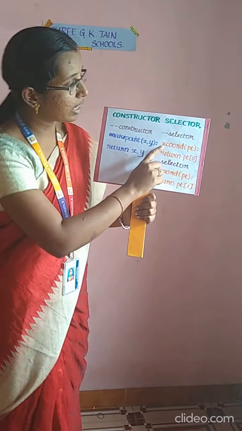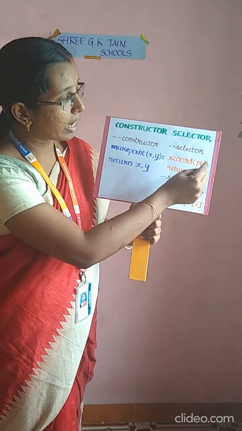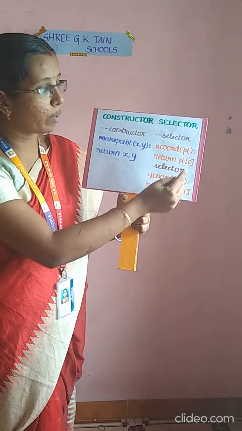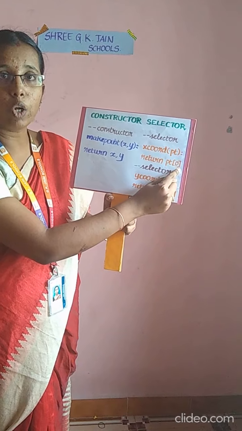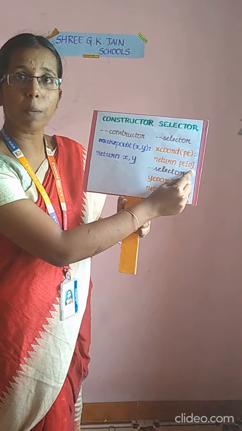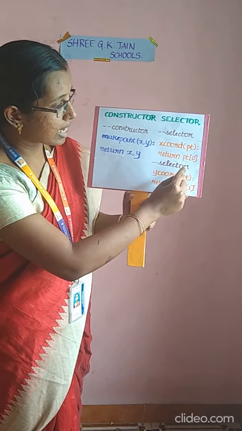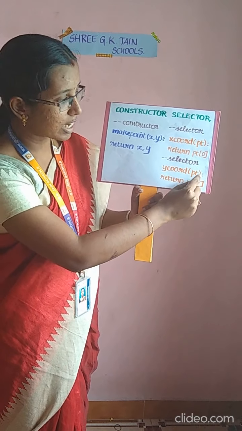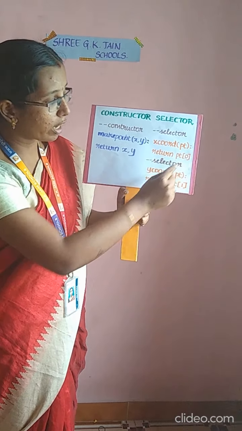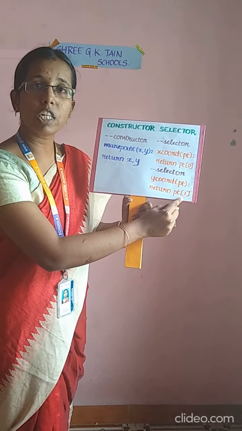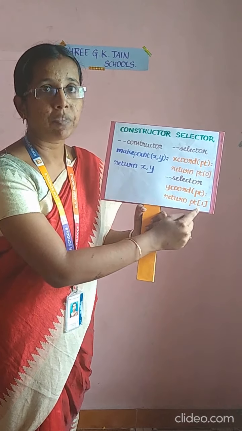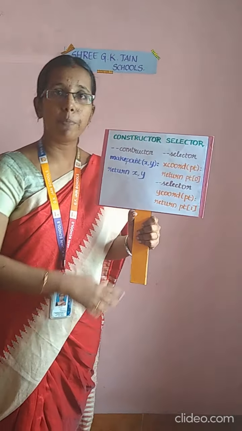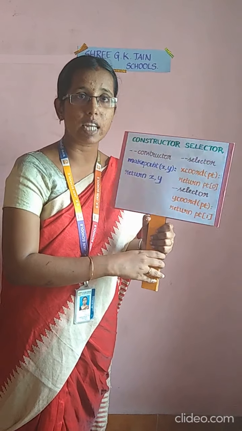For example, here x coordinate point, and that x coordinate point will be returned with the value 0, and 0 tends to the position value. And selector y coordinate point, and that y coordinate point will be returned with the position value point of 1. And this will be your example for constructor and selector.